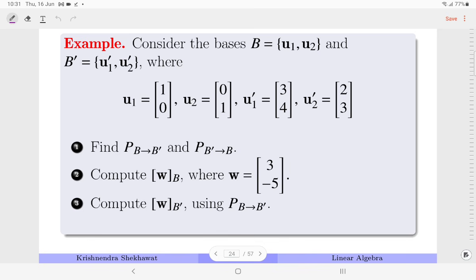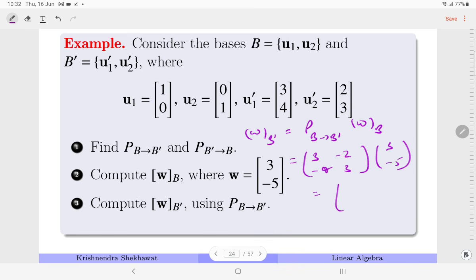Next it says that you need to find [w]_B dash using the formula which we have discussed. Yes, so [w]_B dash can be written as P from B to B dash times [w]_B. Now recall, we have already computed P from B to B dash, so this is [3 -4; -2 3] multiplied by (3, -5). If you solve it, it comes out to be (19, -27). So this is my required [w]_B dash.